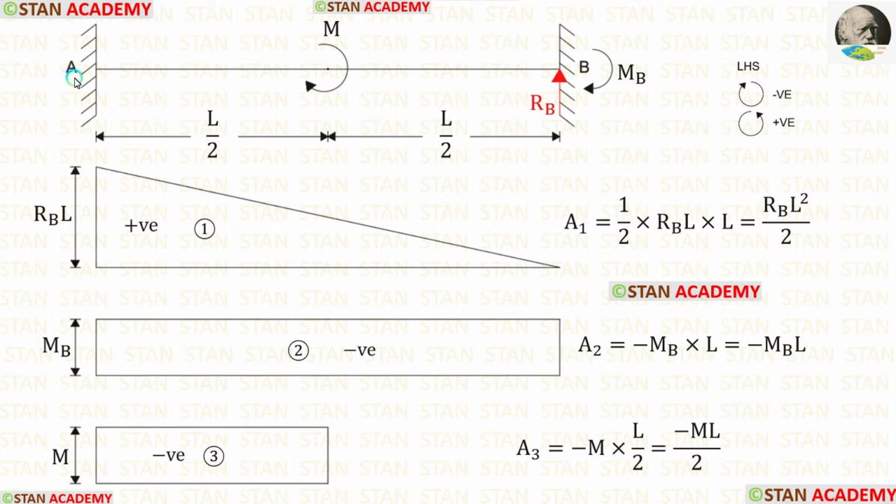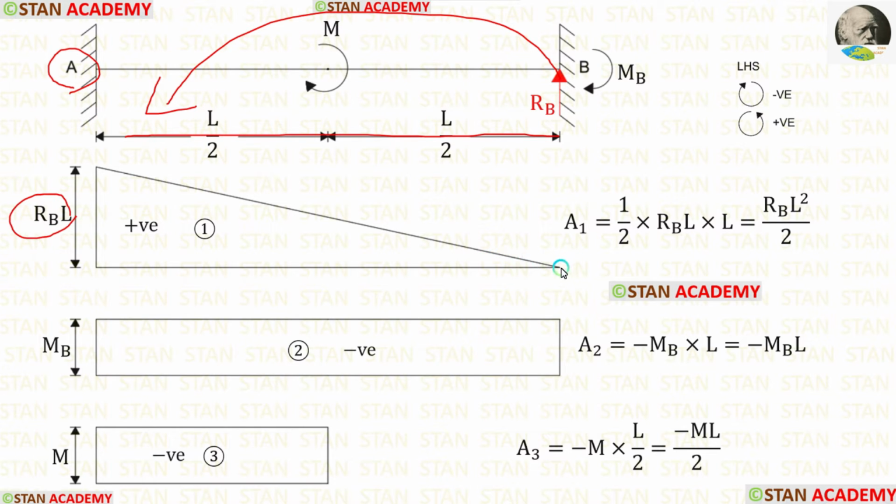We are going to find out the moments in the point A from the point B. In this case, we are moving towards the left hand side. Clockwise will be negative and anticlockwise will be positive. RB is acting towards the point A in the anticlockwise direction, so it will be positive, and the distance up to the point A is L, so RB into L. In the point B, the moment will be 0 because there is no distance, so we will get a triangular shaped diagram.